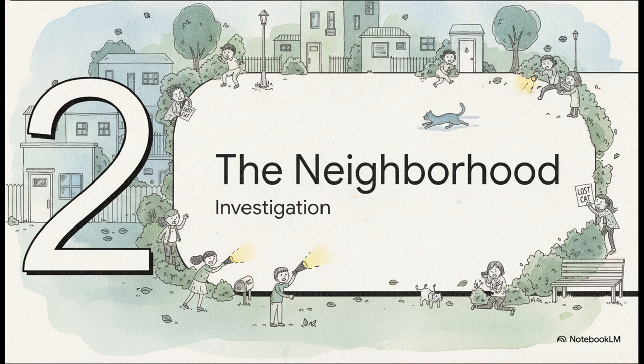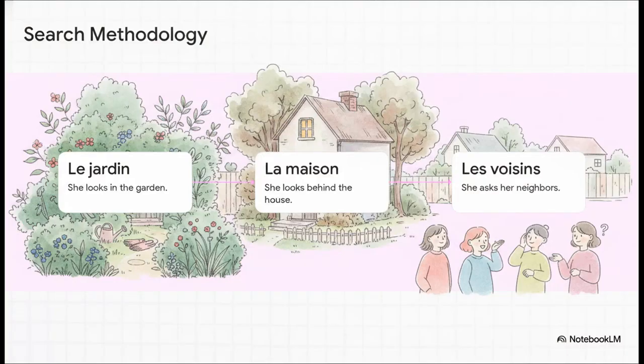Section 2. The Neighborhood Investigation. So we move from the initial shock straight into the frantic search phase. The story tells us, Elle cherche son chat partout. She looks for her cat everywhere. And the French text systematically builds up the tension by tracking her meticulous search grid. Step 1. Elle regarde dans le jardin. She looks in the garden. Notice the preposition dans being used for in. Step 2. Elle regarde derrière la maison. She looks behind the house, with derrière meaning behind.